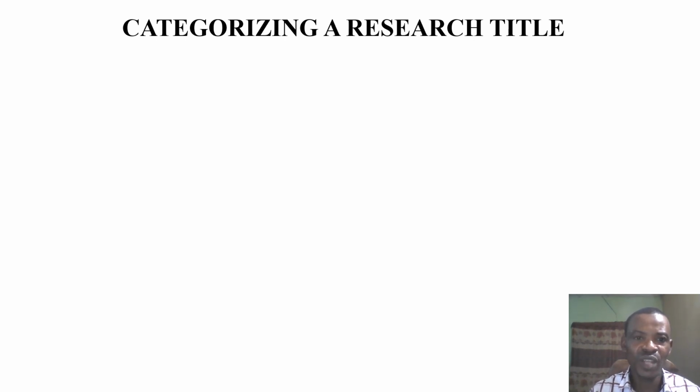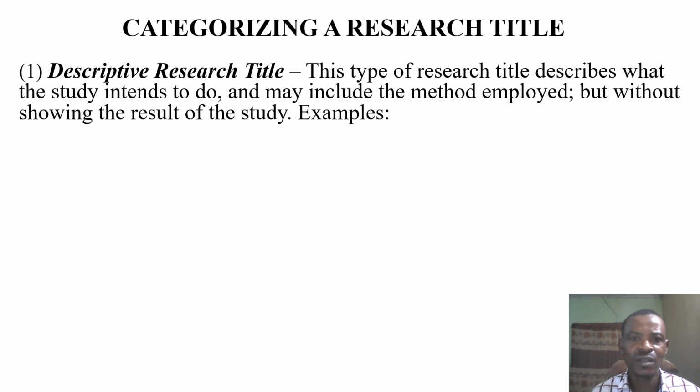So an attempt is made here to categorize a research title, and it is categorized into three: descriptive research title, declarative research title, and interrogative research title. Let's begin with the descriptive research title. It's a title that describes what the study has done or what the study intends to do. This type of title can also include the method employed by the researcher.